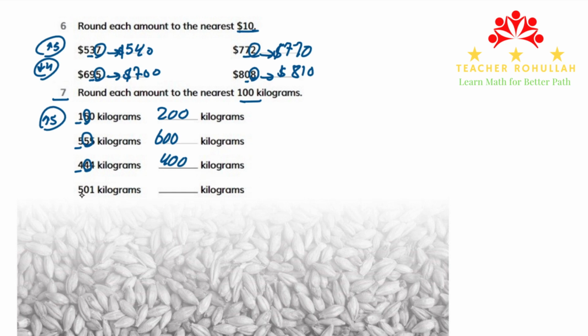The last amount is 501 kilograms. So we underline the digit in the hundreds place and circle the digit in the tens place, seeing that it is 4 or less. Again, it rounds down and we get 500 kilograms. We are done with question 6 and 7. Let's now move to question number 8.